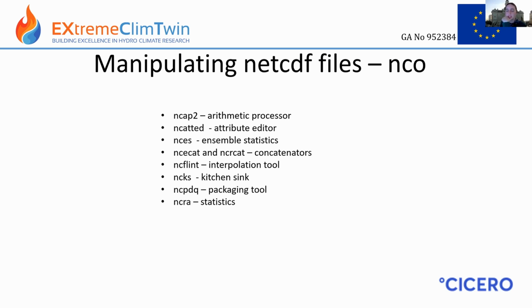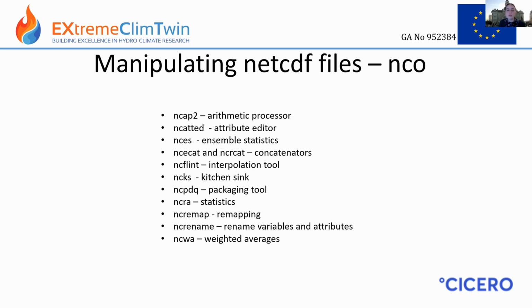And NCRA is a statistics package. NCREMAP does remapping, so you can do remapping with NCO as well. NCRENAME can rename variables and attributes. So if a variable is called one thing in one file and another thing in another file, you can use this to rename the variable. And you can also do weighted averages. There's also a set of climatology tools.